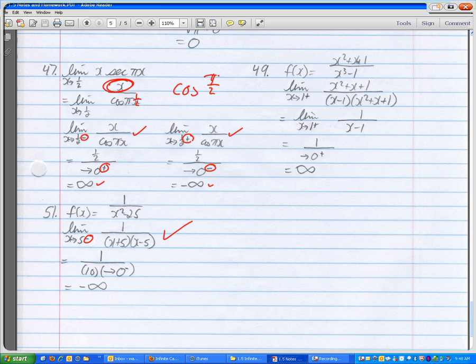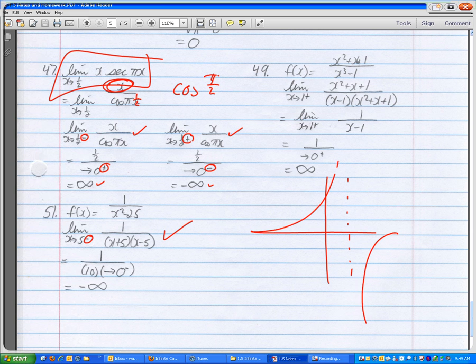So overall, does this limit exist? No, because from the left and from the right don't equal. Okay? If we graphed this, it would look like this. We'd have that vertical asymptote at 1/2, and then from the left, it'd be going to infinity, and from the right, it'd be going to negative infinity. Yeah, and I didn't even write that on there. Final answer is does not exist, because the limit from the left does not equal the limit from the right.